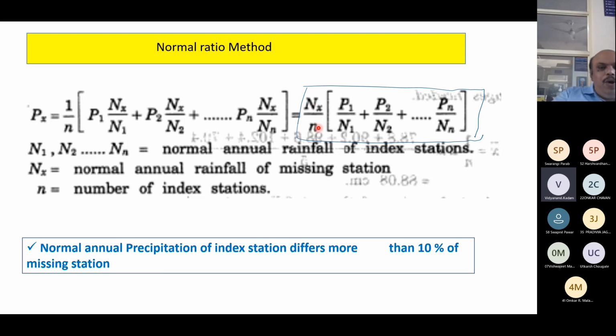Nx upon small n. Small n is what? Similar to previous formula, this is number of index stations. Nx upon n into bracket P1 upon N1, P2 upon N2, and up to Pn upon Nn. So this is the final formula for the normal ratio method: Nx upon n into bracket P1 upon N1 plus P2 upon N2 plus Pn upon Nn. So note down this formula for normal ratio method, and then we will solve problem on this.